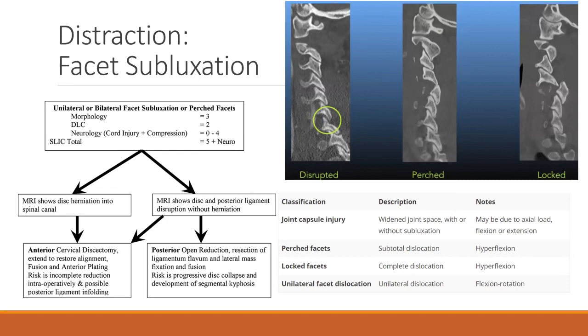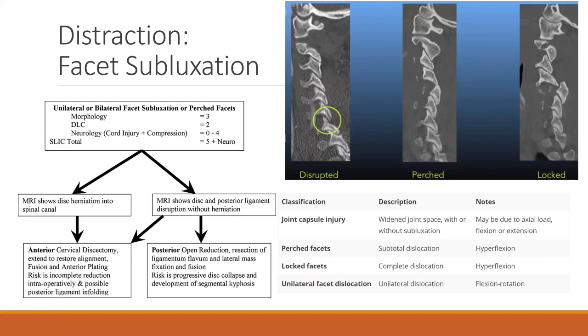Now, a notable property of distraction injuries of the cervical spine is the presence of facet injuries. These can be unilateral, bilateral, and range from simple disruption of the joint capsule to an incomplete dislocation, perched, or a fully complete dislocation, locked. The suggested cervical approach within this permutation of the disease is once again anterior, given the presence of disc herniation into the spinal canal.